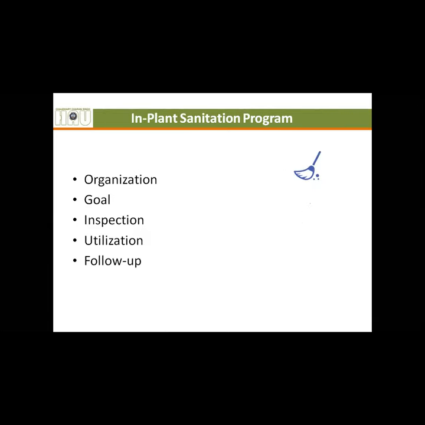Another is, what should this in-plant sanitation program contain? It should contain what our goal is, which type of insects and pests we have to target, and what our inspection areas are. Some people are using physical presence. Somebody is saying that I haven't seen the beetle or weevil in the area, so why will I spray or why will I use that frequency.